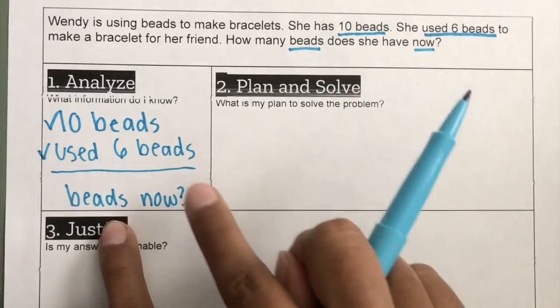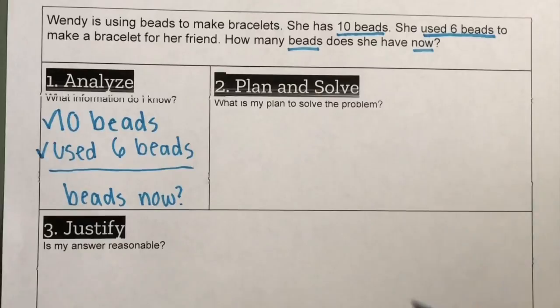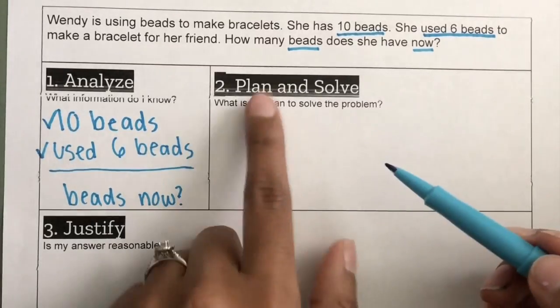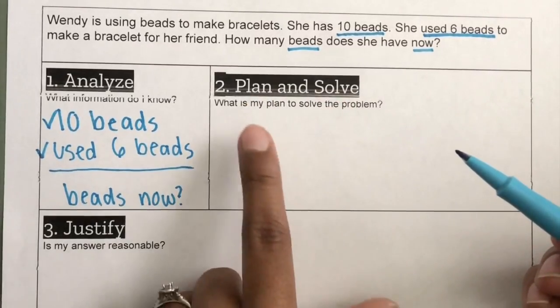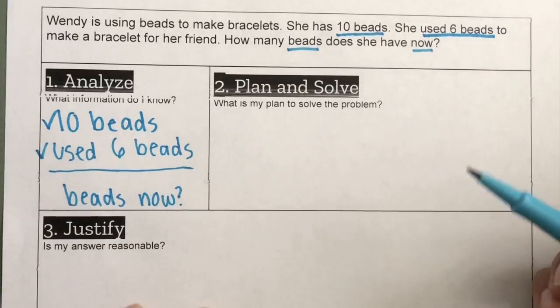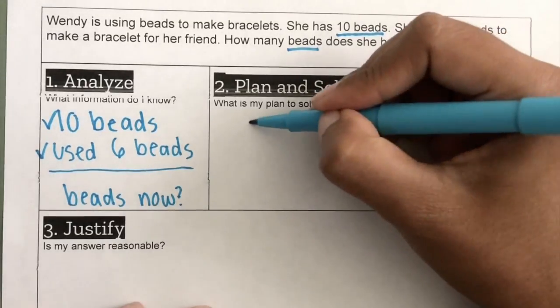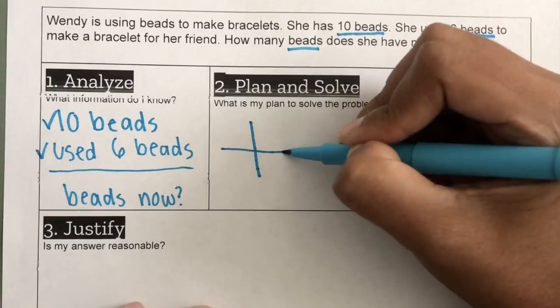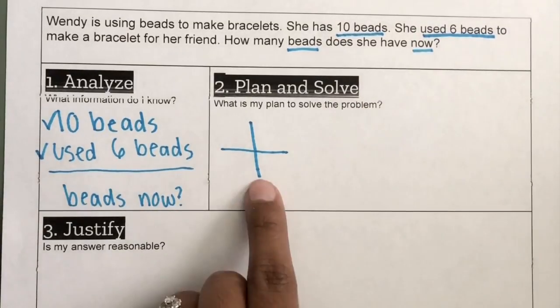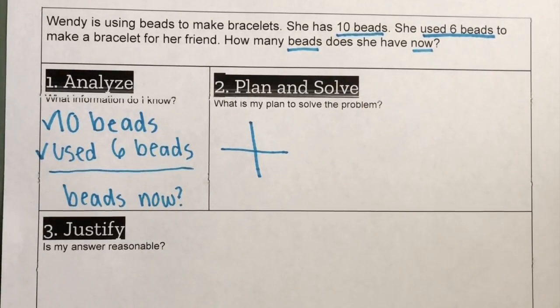So now that we've analyzed, or really looked through our problem and made sense of it, now we can move to plan and solve. What is my plan to solve the problem? So I'm going to draw something new here. It's going to look like this. The reason I'm drawing this is because I want to remind myself of different ways that I could solve this problem. What are the possibilities?